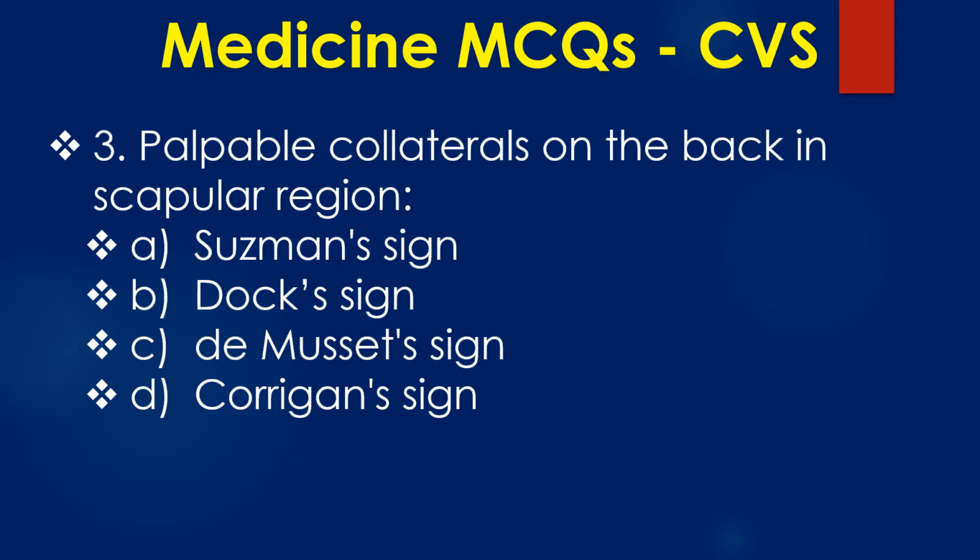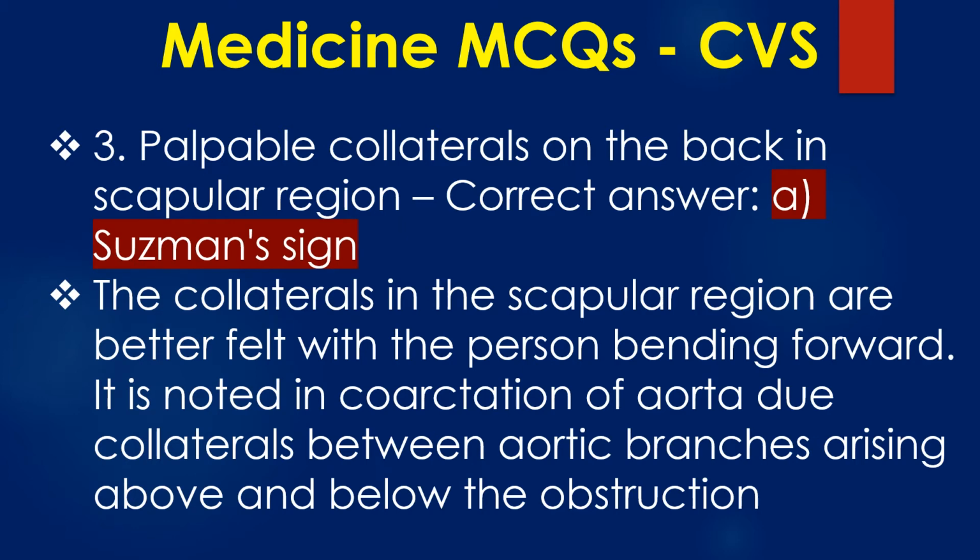Palpable collaterals on the back and scapular region: A. Sussman's sign. B. Dock's sign. C. De Musset's sign. D. Corrigan's sign. Correct answer Sussman's sign. The collaterals in the scapular region are better felt with the person bending forward. It is noted in coarctation of aorta due to collaterals between aortic branches arising above and below the obstruction.